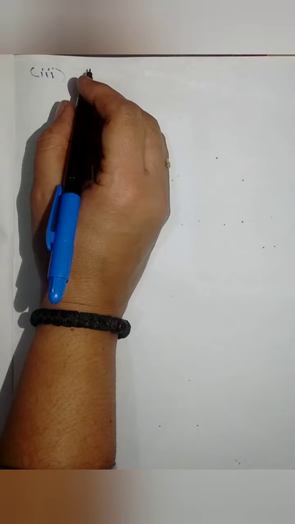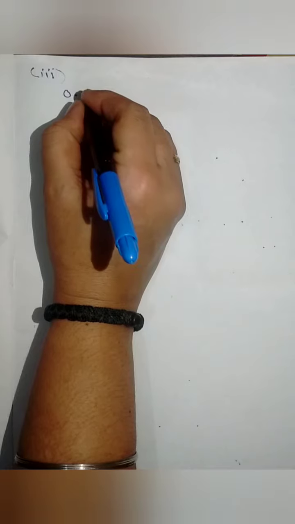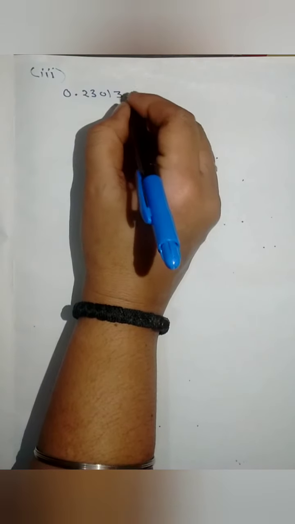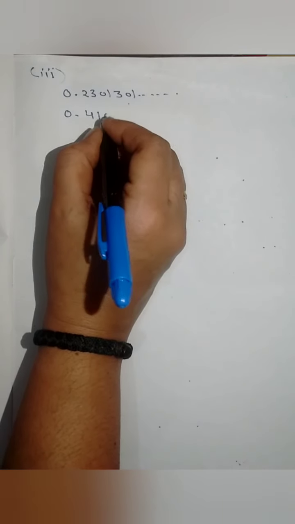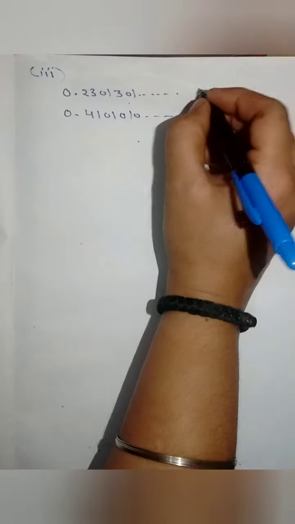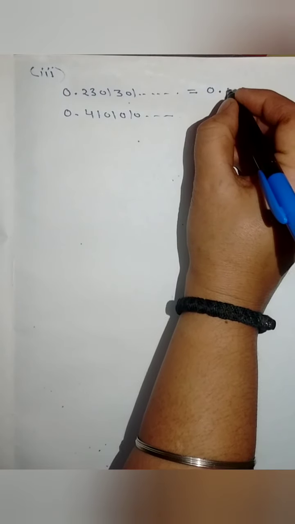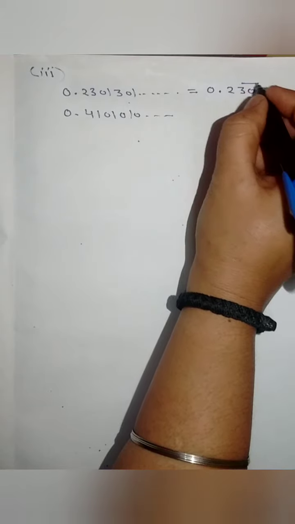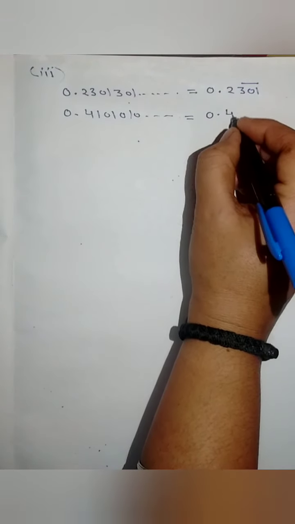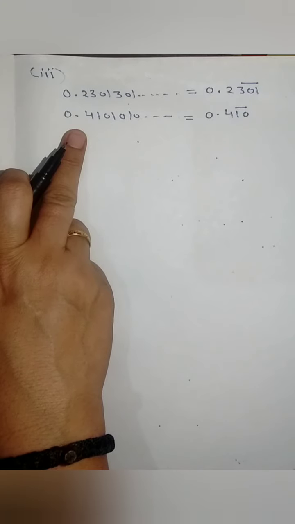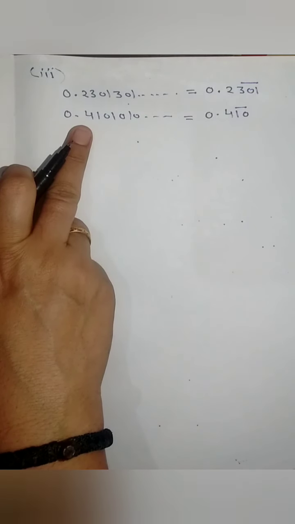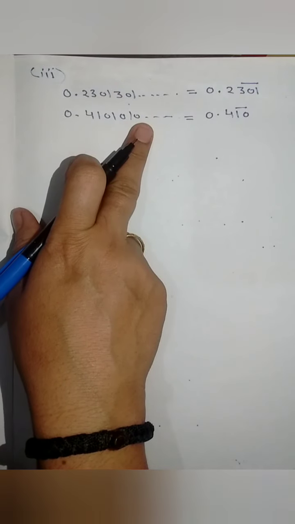Suppose the rational numbers are already given in decimal expansion form, such that one is 0.2301301 and so on, and the other rational number is 0.4101010 and so on. It can also be written as 0.2301 bar and 0.410 bar. This is already in decimal expansion form. Now we have to find an irrational number between these two rational numbers.